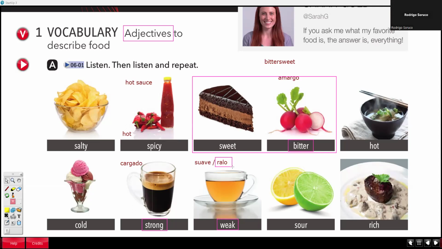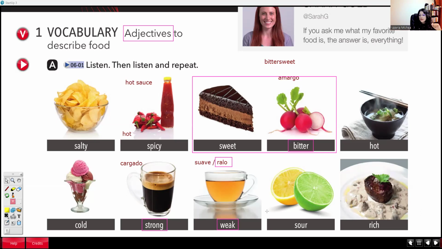Where am I from? I'm from Chile, so that's why I don't know the word ralo. But I'm going to start using it because I like it. It sounds cool. A weak tea or a weak coffee will be ralo or suave. It's something that is not very flavorful and doesn't have a lot of color. A strong coffee is very colorful, it's dark. On the other hand, we have something weak without a strong color.